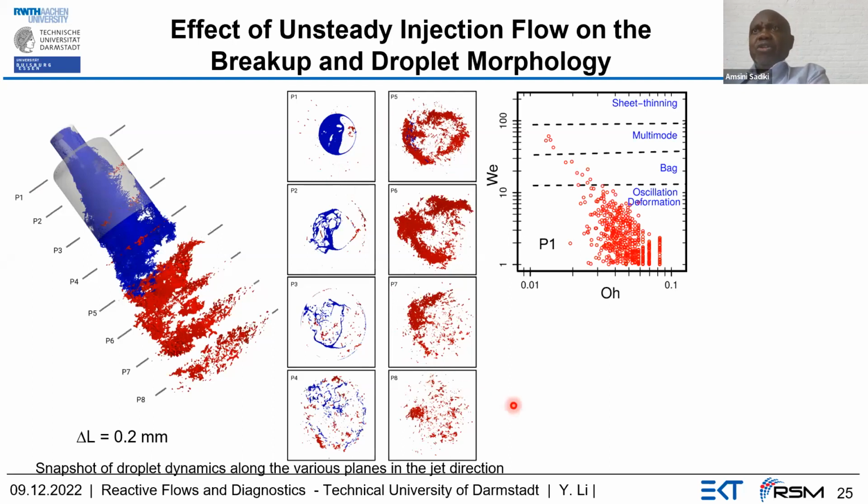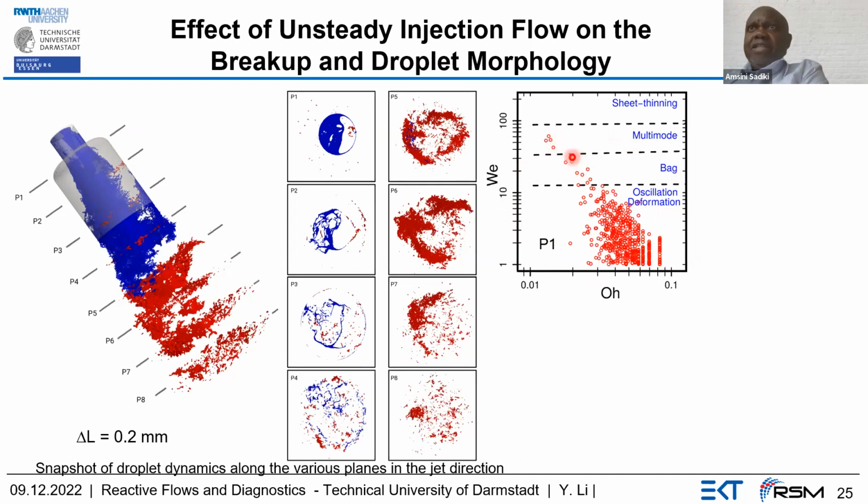We have tried to monitor the droplets which occur and to put them in this diagram, the Weber number and the Ohnesorge number. It is the diagram we have seen which allows us to classify the different modes of breakup. In this area, when the Weber number is of this order of magnitude, you have oscillation deformation. In this area, we have the bag deformation, the bag breakup, and here we have the multi-mode breakup, and there we have the sheet thinning.